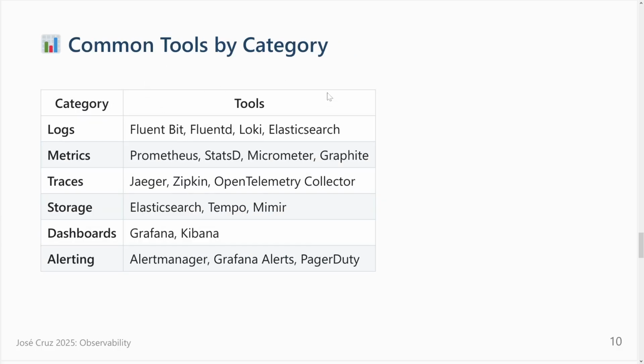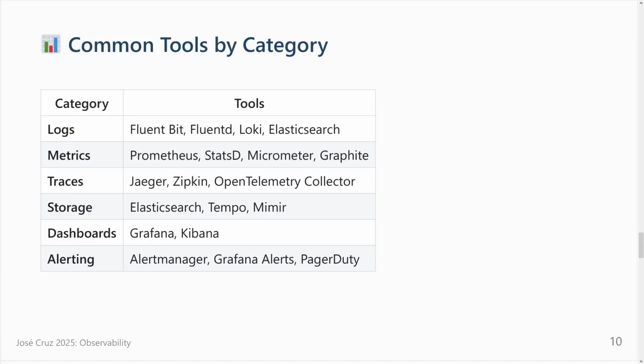Common tools by category, if you want for your reference. Logs: Loki and Elasticsearch are probably the most popular. I see a lot of people talking about Fluentd and Fluent Bit. Metrics: Prometheus, it's really popular. This one I already saw a lot. Micrometer, Graphite, StatsD. Traces: Jaeger, it's quite popular. It's free. Zipkin is also popular.